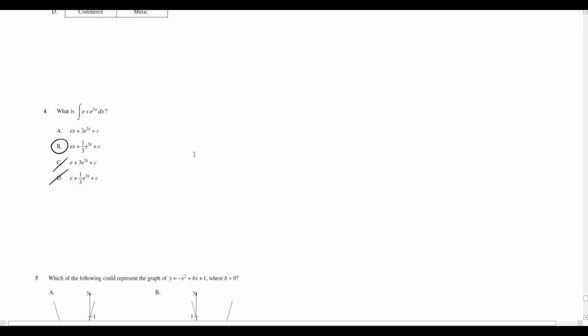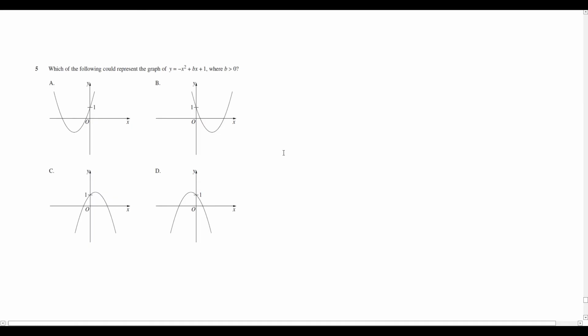Okay, so moving on to question 5. Which of the following could represent the graph of y equals minus x squared plus bx plus 1, where b is greater than 0? So that's going to be a little bit of an indicator here as to what's going on. So let's have a quick think about what we know.